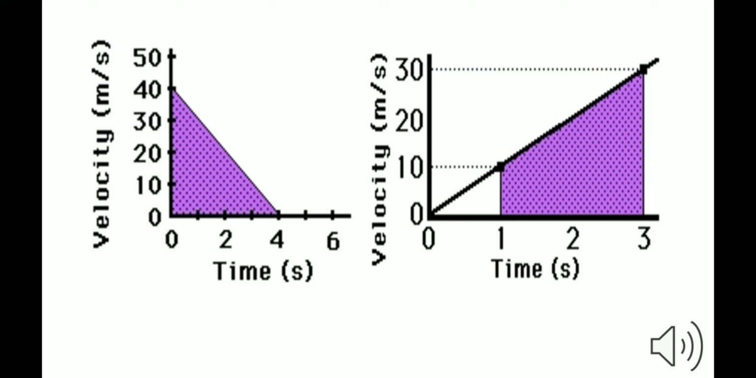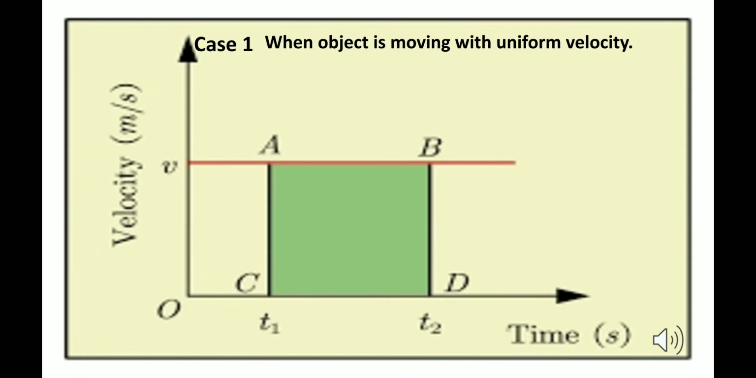Now, these two graphs are showing the general velocity time graph, in which the velocity time graph is covering some area showing the displacement covered by the body.